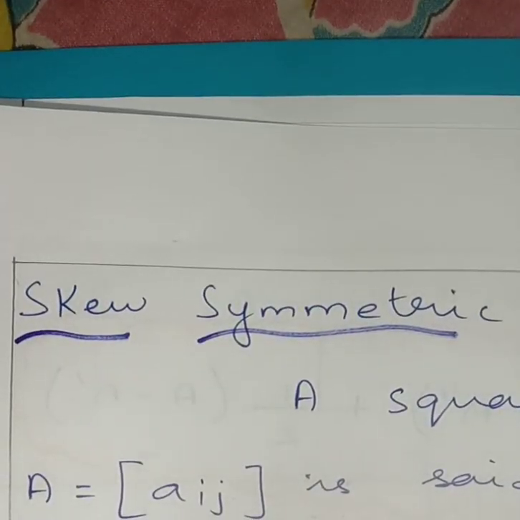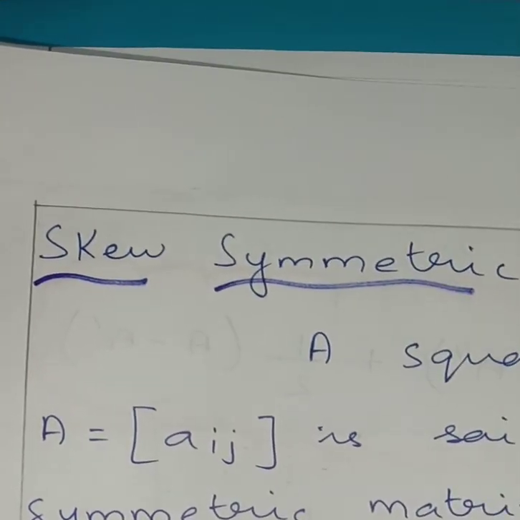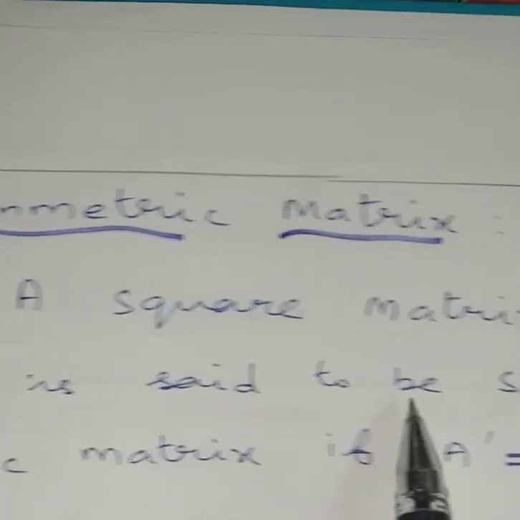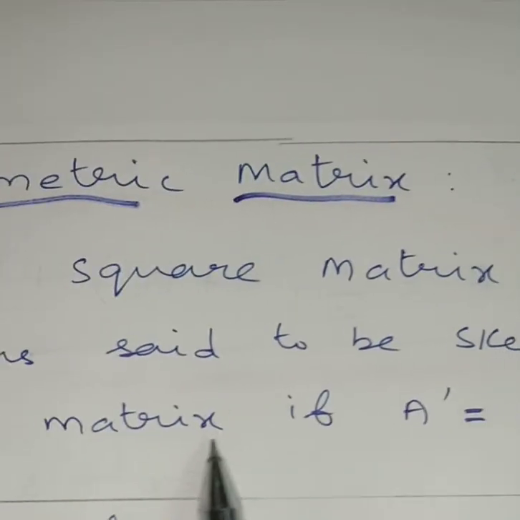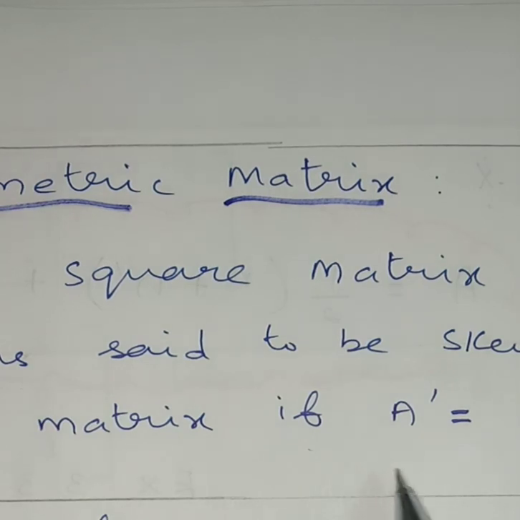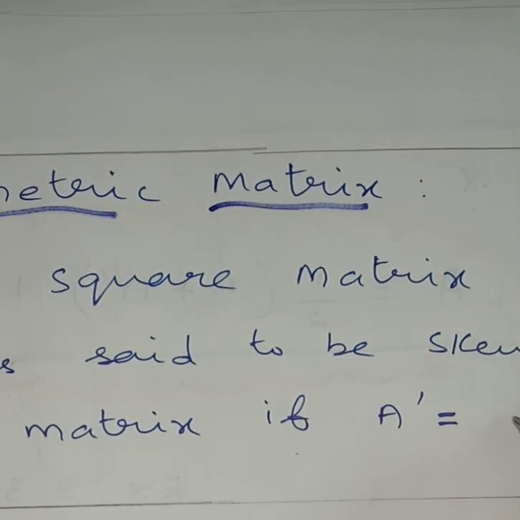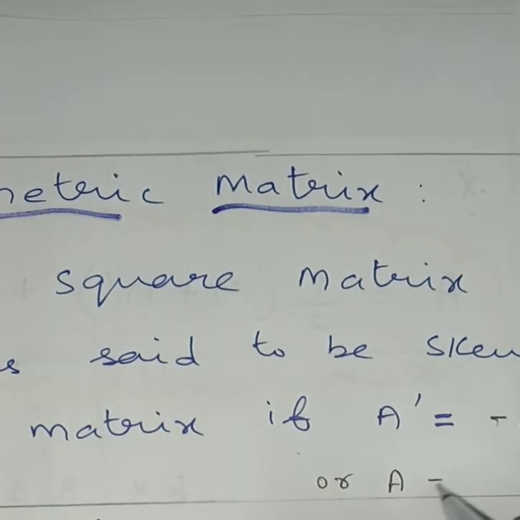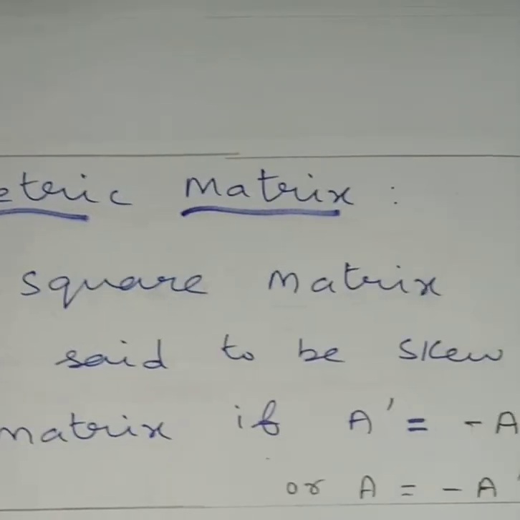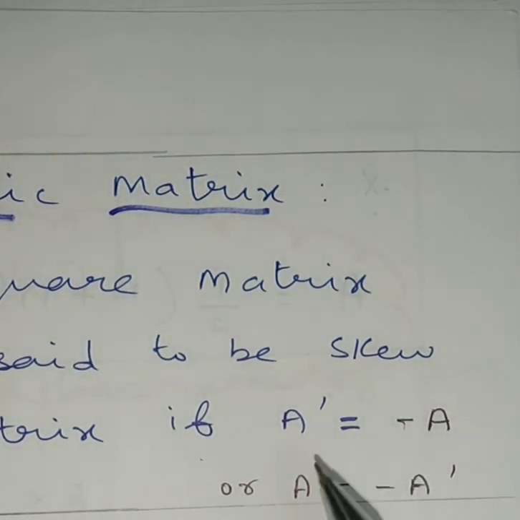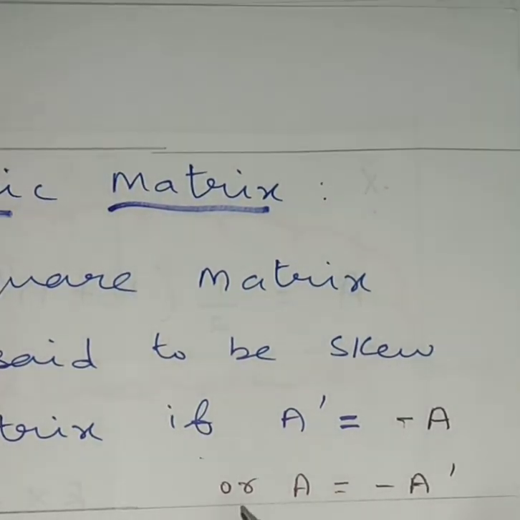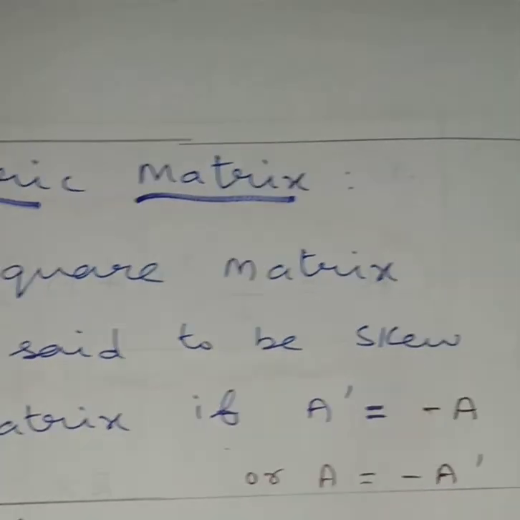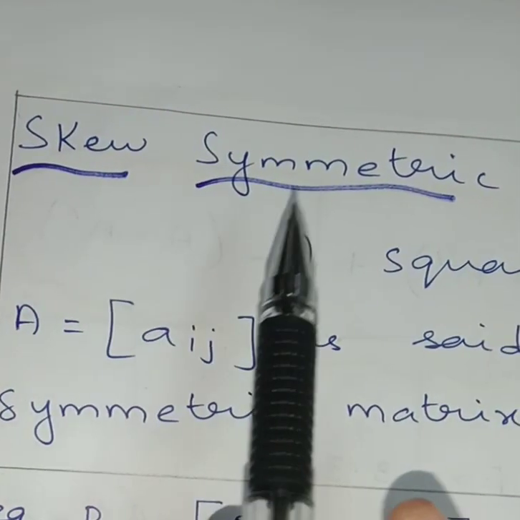The next one is skew symmetric matrix. A square matrix is said to be a skew symmetric matrix if A dash equal to minus A, or A equal to minus A dash. You can use any of the two conditions. A dash equal to minus A or A equal to minus A dash. If you're getting this condition, you can say that it is a skew symmetric matrix.